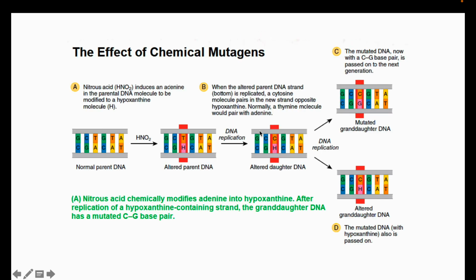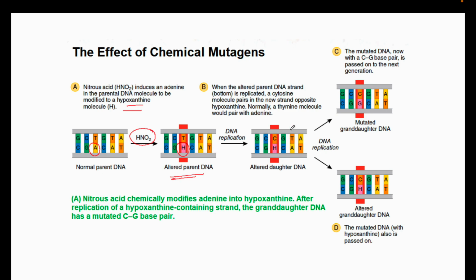And then we have the final one, nitrous acid. So we have a normal parent DNA. When we add nitrous acid, this is the nitrous acid formula, HNO2. What happens? Nitrous acid induces deamination of adenine. It converts adenine to hypoxanthine, right? So we have an adenine here. Now it is converted to hypoxanthine. Till here we have an altered parent DNA.